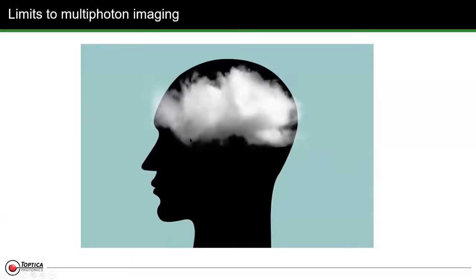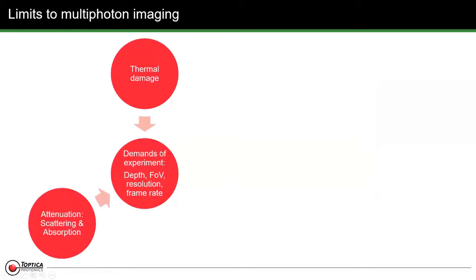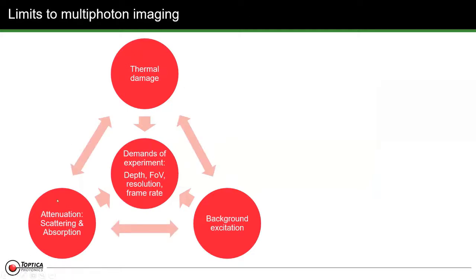So first, let's start by talking about some of these limitations to multiphoton imaging. I'm sure that when you're planning your experiments, you start by thinking about the demands of the experiment: how deep into the brain you want to image, the field of view, resolution, frame rate. And as I'm sure you know, all these things are limited by things like thermal damage, scattering and absorption in the medium, and background excitation. And of course, all those things are related to each other. Also, absorption in the sample by, say, water is what causes the sample to heat up, and that's what causes thermal damage.